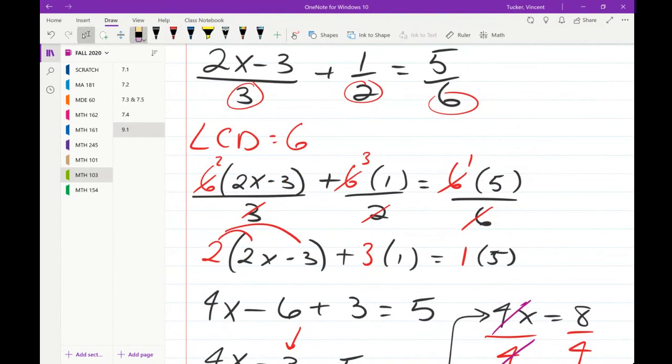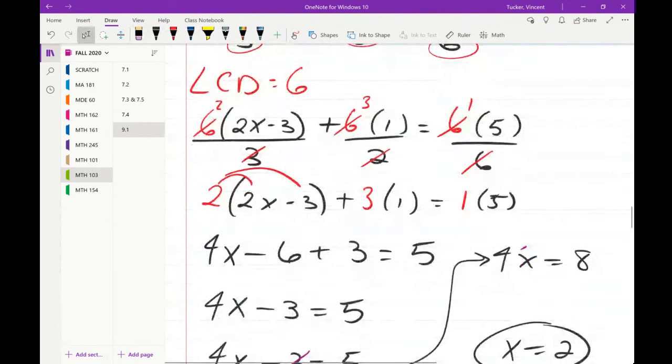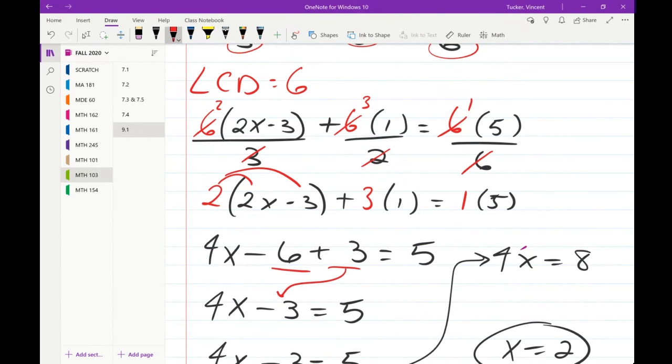And that leaves us with 4x minus 6 plus 3 equal to 5. So on your left side, we got negative 6 and positive 3. Combine those like terms and that'll leave you with negative 3. So now we have 4x minus 3 equal to 5.